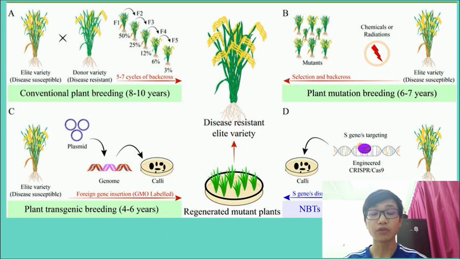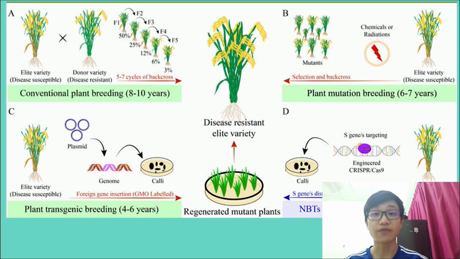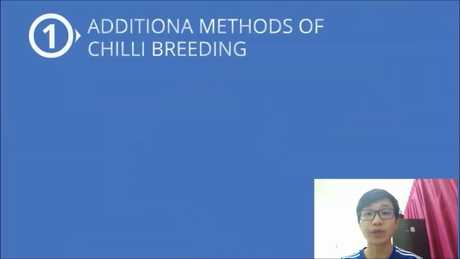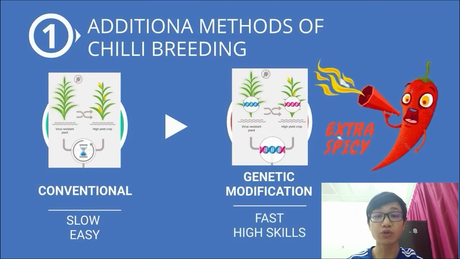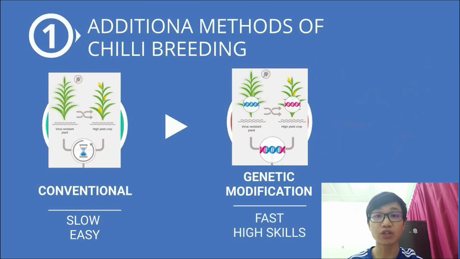After that, let's go towards an overview of chili breeding. From the picture, there are a total of 4 classifications of plant breeding. They serve different functions, require different levels of skill, as well as take different amounts of time. One of the most common chili breeding methods that we can see everywhere is conventional breeding. Then comes genetic modification breeding.